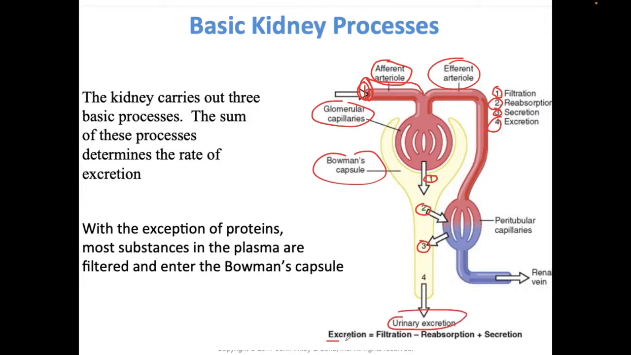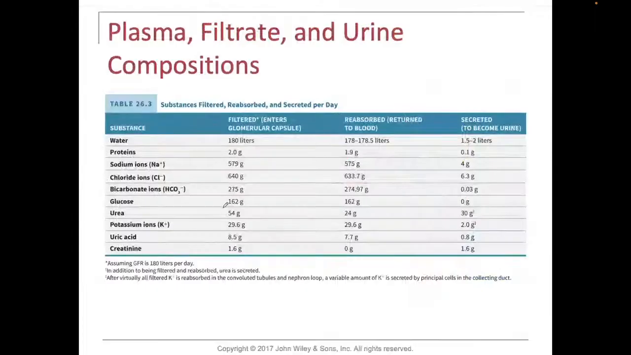So down on the bottom, excretion is equal to whatever's filtered, whatever's not being reabsorbed will be secreted. Okay, so the kidneys carry out the three basic functions, and the sum of these processes determines the rate of excretion, with the exception of proteins. Most substances in the plasma are filtered and then enter the Bowman's capsule. Okay, with the exception of proteins. We don't want the body getting rid of proteins.